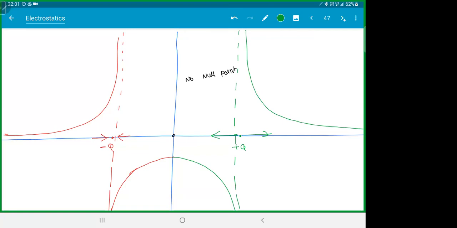So next time, when you're having a Rangoli competition or something and you want to draw something, you don't have inspiration, you can use this. You can put 3-4 charges and draw field lines. It'll be pretty innovative.